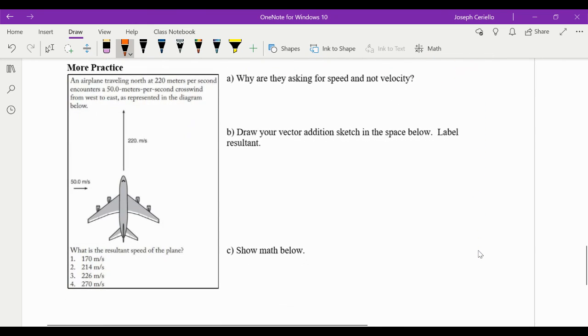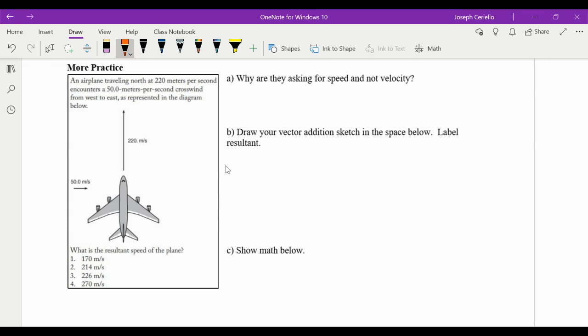Now this question we didn't go over in class, but I do want you to look at it. So it says an airplane traveling north at 220 meters per second encounters a 50 meter per second crosswind from west to east. Okay, so it's pointing east, as represented in the diagram below. What is the resultant speed of the plane?